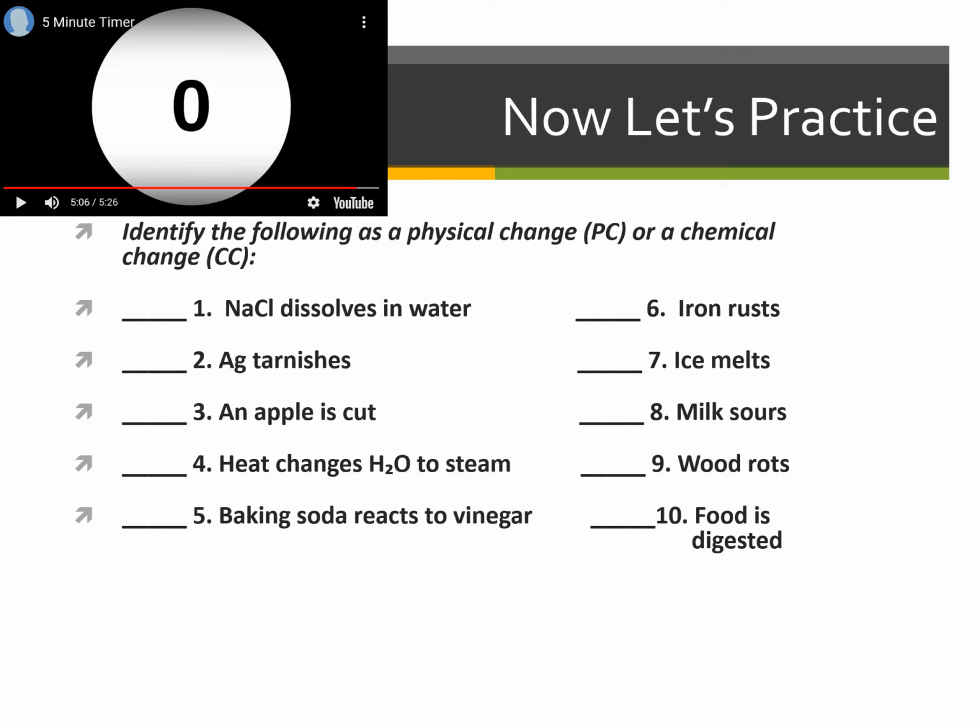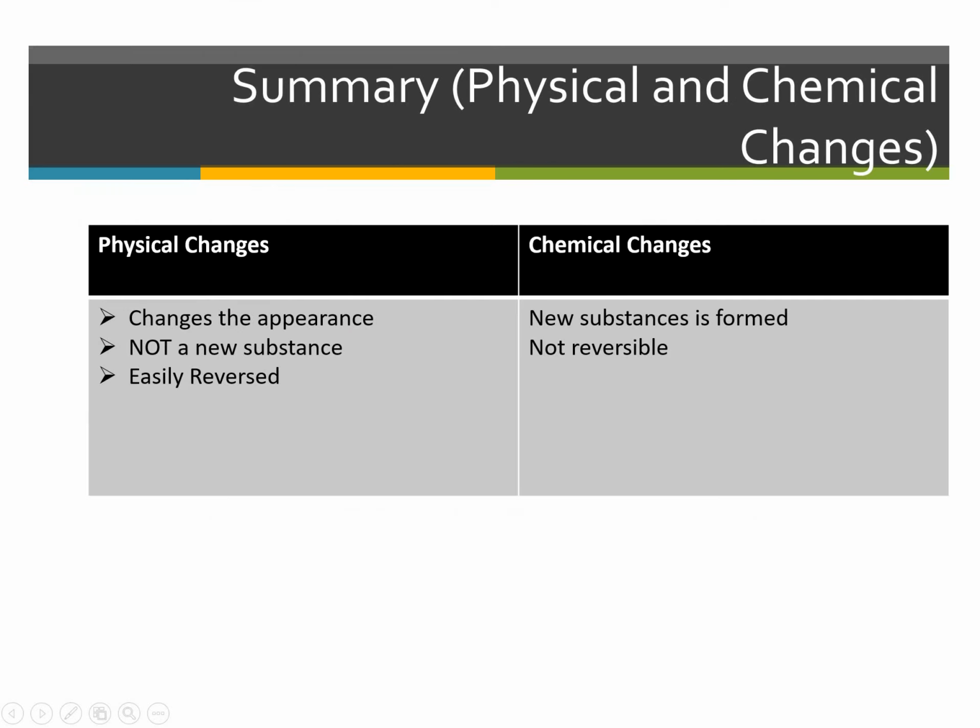Number 9, wood rotting. When wood rots, it breaks down chemically, so that means it was a chemical change. Food digesting. When your food is digested, you use hydrochloric acid in your stomach, you combine it with the food that's there. The food is then broken down chemically into smaller pieces. So that means the food being digested is a chemical change.